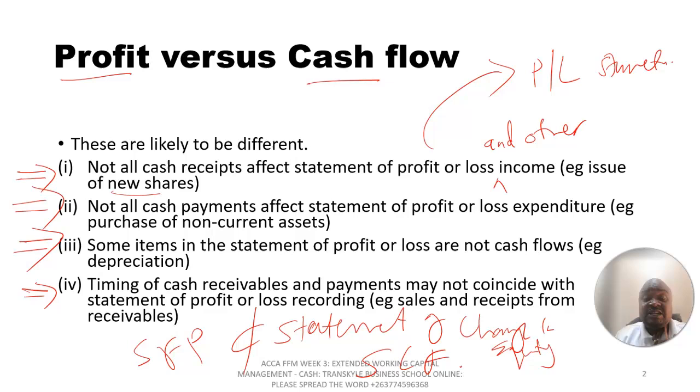All right, you'll discover that in your cash flow that sale is not going to be there. Why? Because the receivables will be paid maybe sometime next year, February. All right, so that's the aspect of the profit versus cash flow.